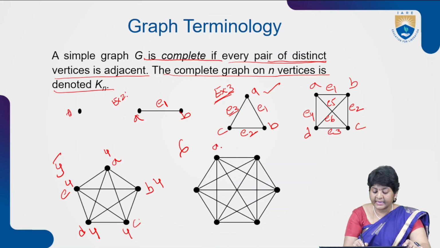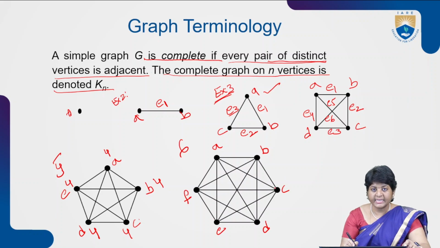And even here, A, B, C, D, E, F, 6 vertices are there, and each vertex is connected to the rest of the 5 vertices. A is connected to the rest of the 5 vertices, B is connected to the rest of the 5 vertices. So this is also a complete graph.